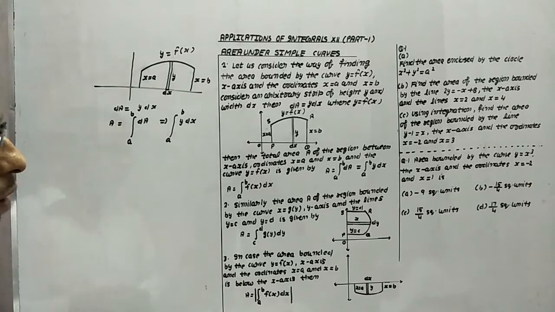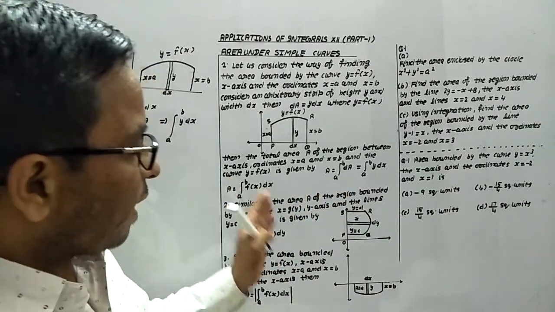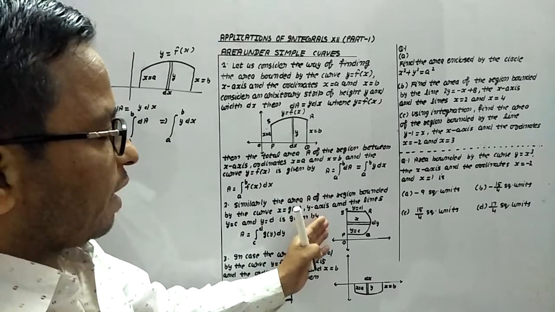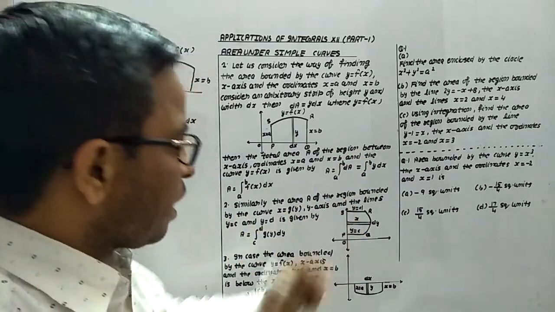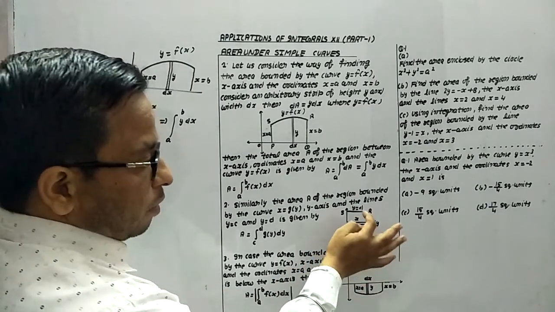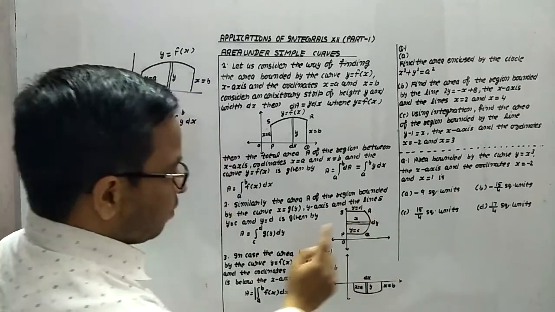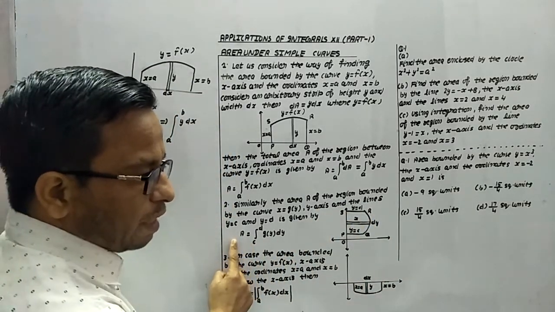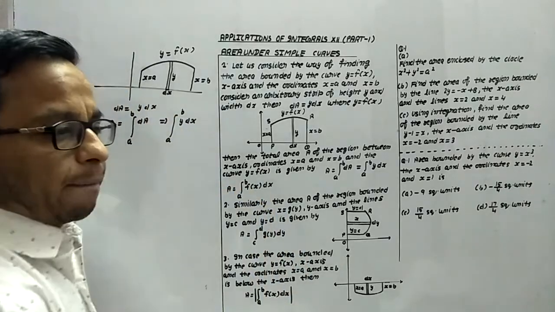The second way: if we have to find the area A of the region bounded by the curve x equals g(y), the y-axis and the lines y equals c and y equals d, then in a similar way we will take this strip. This width is dy, and this length is x. So the whole area A equals the integration from c to d of g(y) dy.